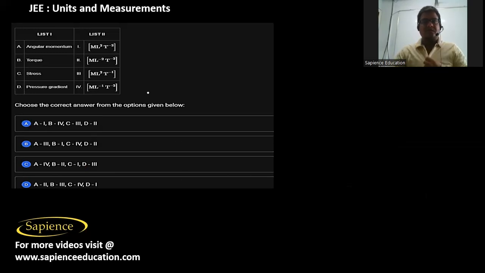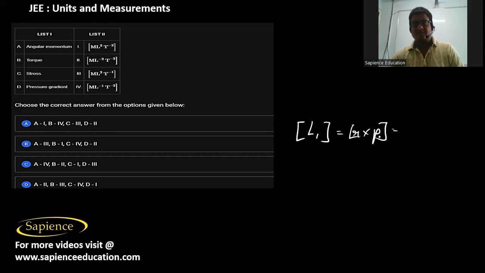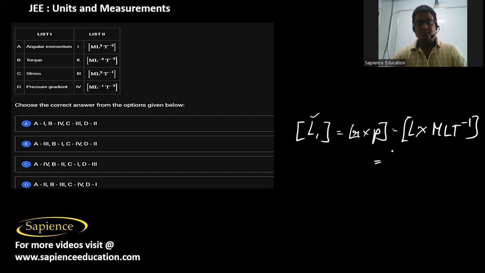Then here it is told to find the dimensions for angular momentum, torque, stress, and pressure gradient. So the dimensional formula for angular momentum, let's say L1, is equal to R cross P. So therefore it is length into momentum. Length is L and momentum is MLT power minus 1. So therefore the dimensional formula for angular momentum is ML square T power minus 1.